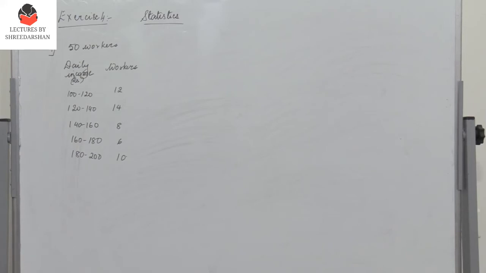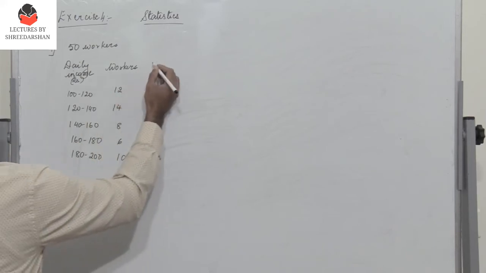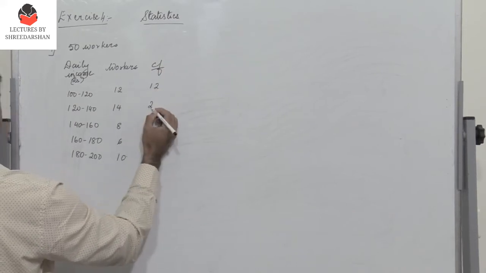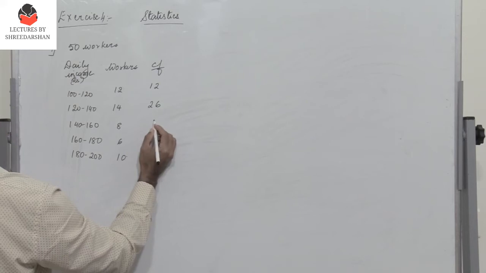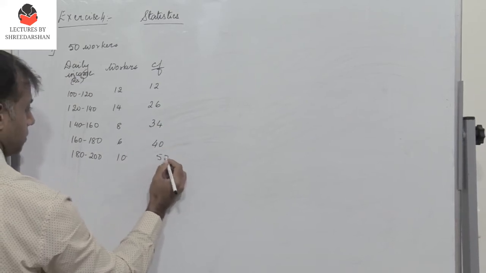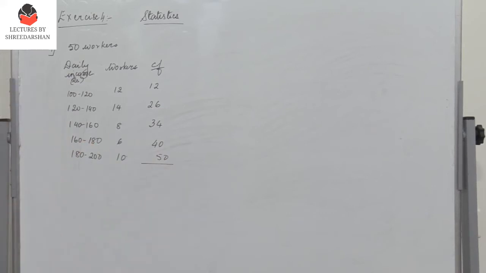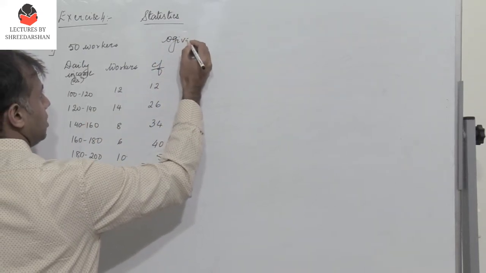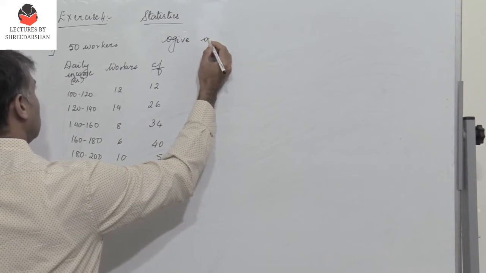Now let us find the cumulative frequency. The cumulative frequency is 12. Then 12 plus 14 gives me 26, 26 plus 8 gives me 34, and then plus 6 is 40 and then 50. Now what does the problem state? Convert this distribution to a less than type cumulative frequency distribution and draw the ogive. Ogive is usually pronounced as ogive.